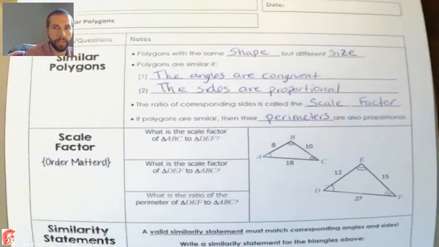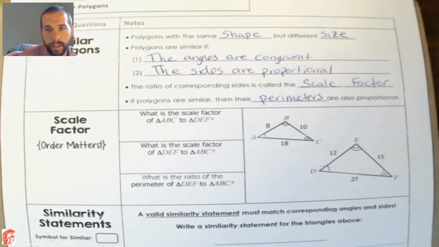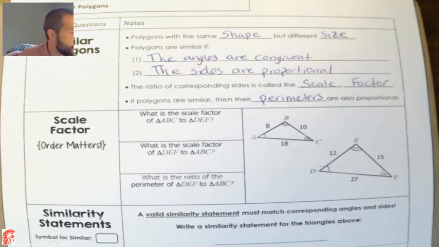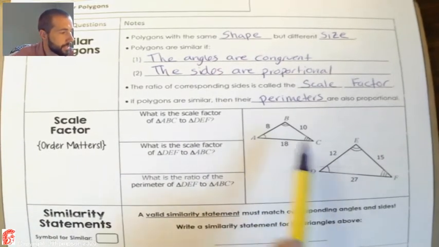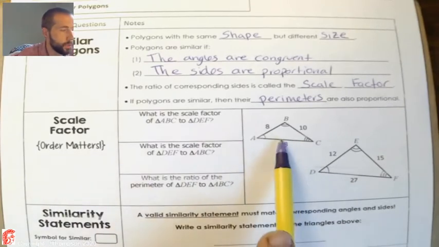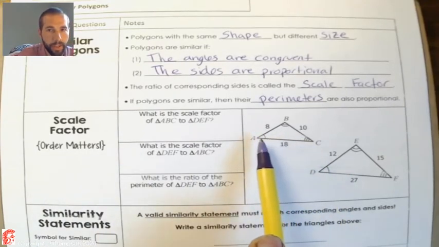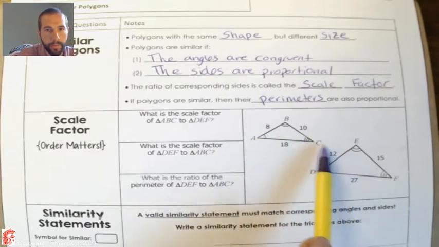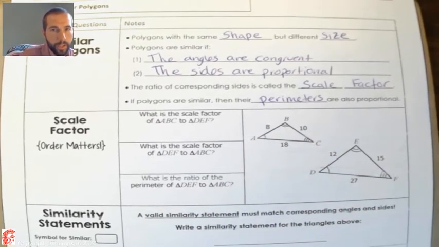Okay, so down in our first example, we'll talk about the scale factor. So the scale factor of triangle ABC to triangle DEF. So if we look at triangle ABC and triangle DEF, they are similar. They're not congruent because clearly triangle ABC is smaller than triangle DEF, but the sides are all proportional to each other. You can also tell if two triangles are similar based on their angle measures. So since all three of the angles are congruent to each other, that means that triangles are similar.